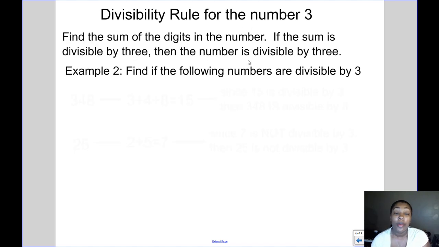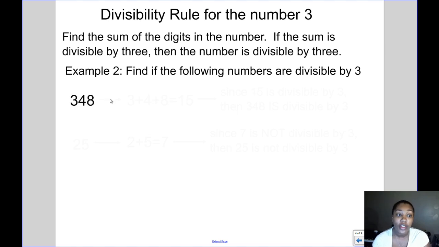So here's the divisibility rule for the number 3. First, you're going to find the sum of the digits in the number. If the sum is divisible by 3, then the number is divisible by 3. So let's look at some examples. So here's example 2. Find if the following numbers are divisible by 3. So here's our first number, 348.